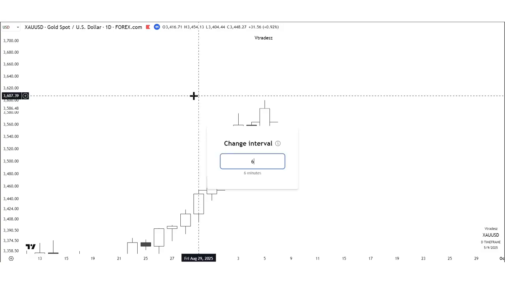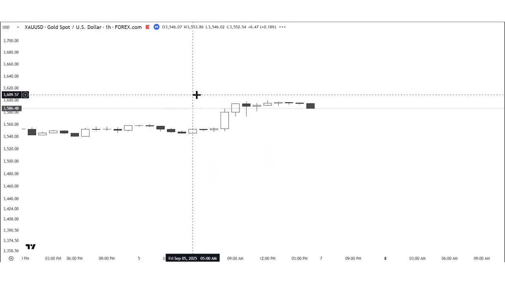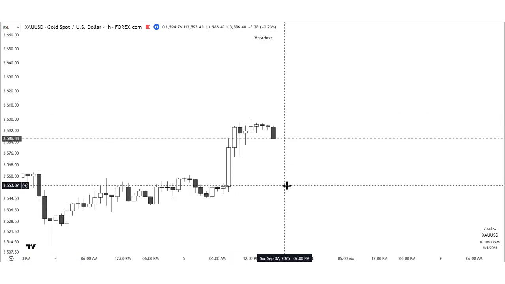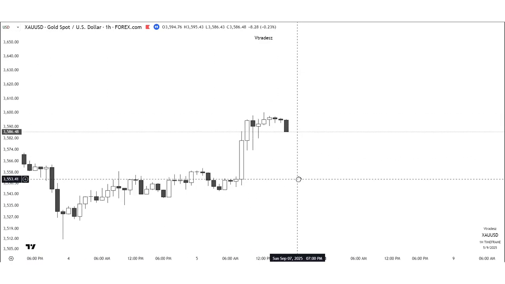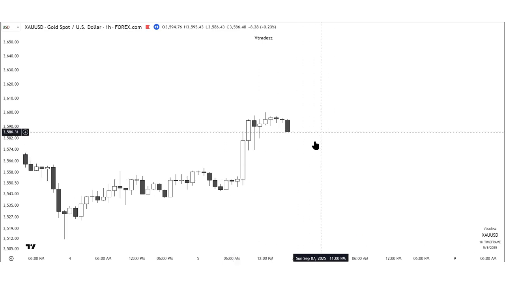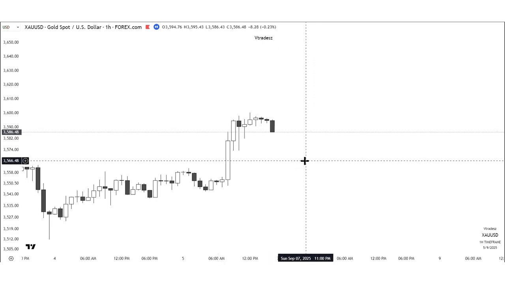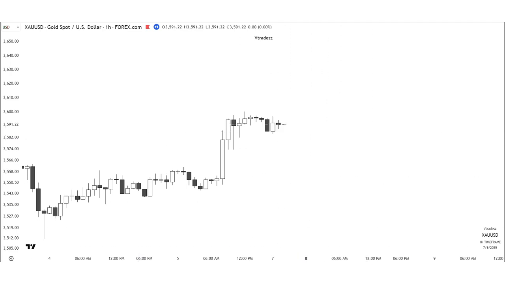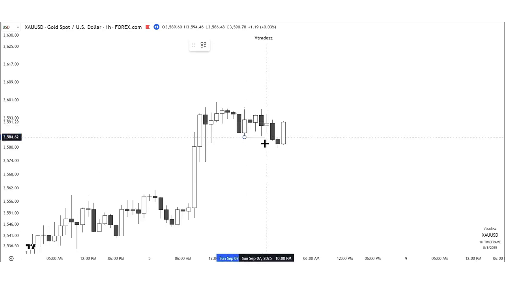Now we drop down to the 1 hour chart, which is our intermediate time frame. The daily chart gives us the bias, and the 1 hour chart gives us structure and expansion alignment. On the 1 hour time frame, we allow a few candles to print so we can read price properly. Here, a low is swept.